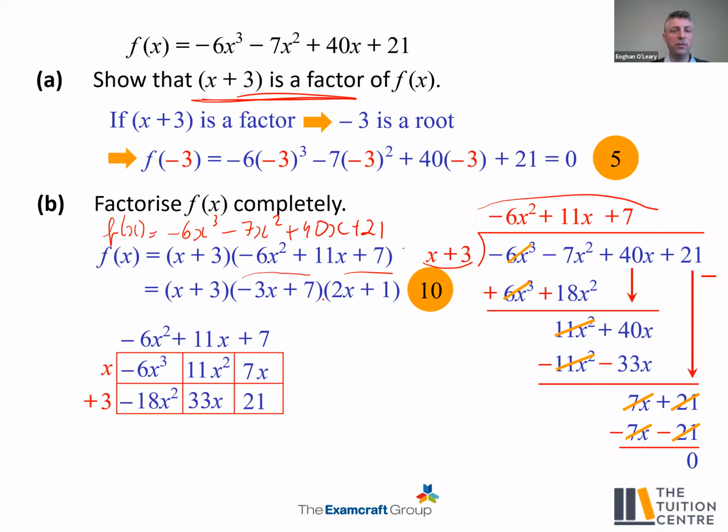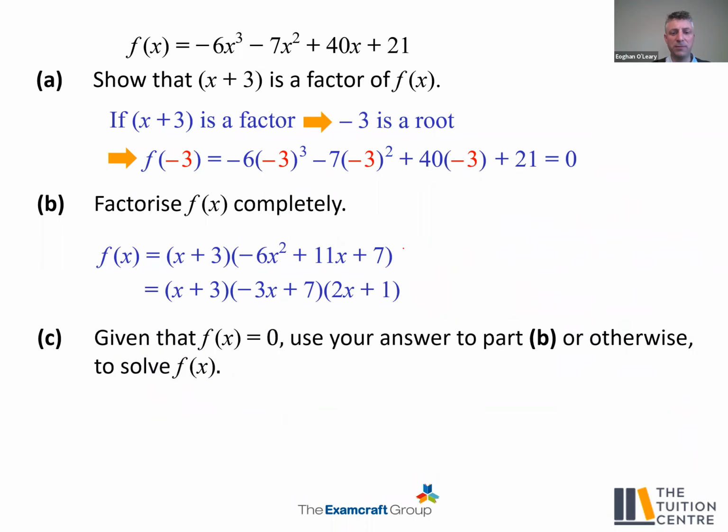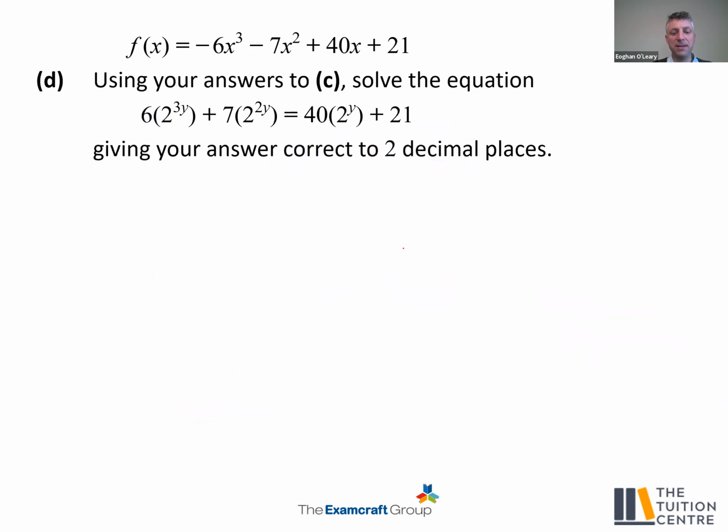So certainly the first 15 marks there are relatively straightforward. And part C is, again, not too bad. Given that f of x equals 0, use your answer for part B to solve for f of x. So again, this is just continuing on now to solve. So we're going to get x equals minus 3. We're going to have x equals 7 over 3 and x equals minus a half.